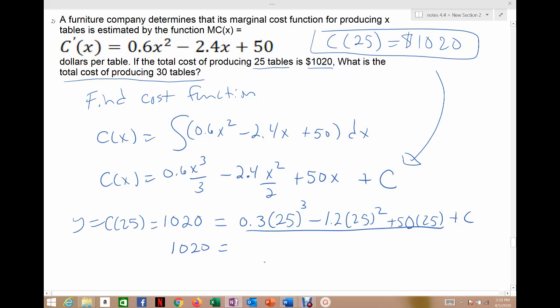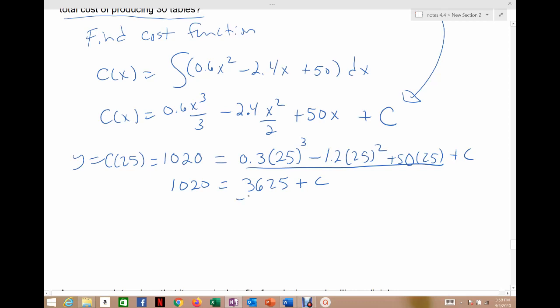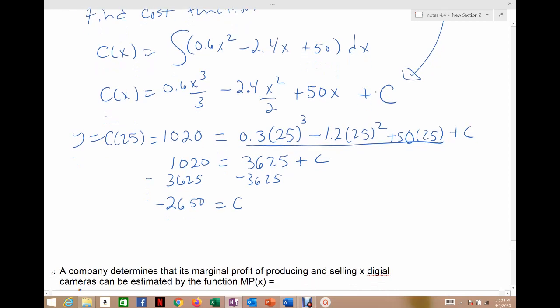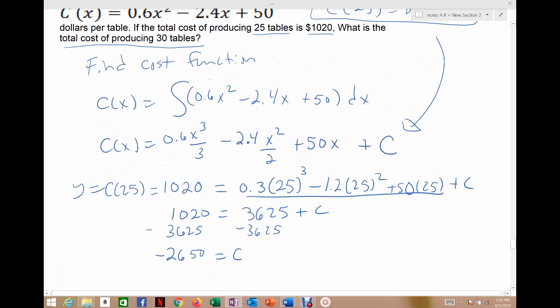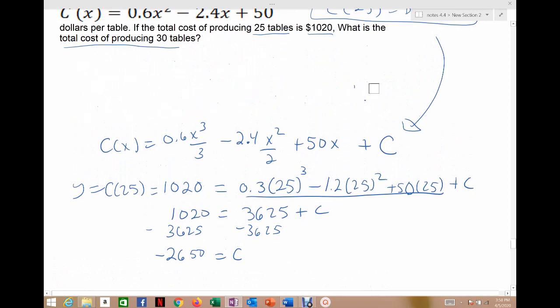So when you multiply that out on the calculator, that comes out to 3,625 plus c, and then solve for your c value. So I'm going to subtract that. And so my c value, my constant, is negative 2,650. So now I know what this c value is. So my cost equation, which I'm going to write, since I'm running out of room, I'm going to erase this up here and write it up here, and then answer the question that they're asking me to answer.